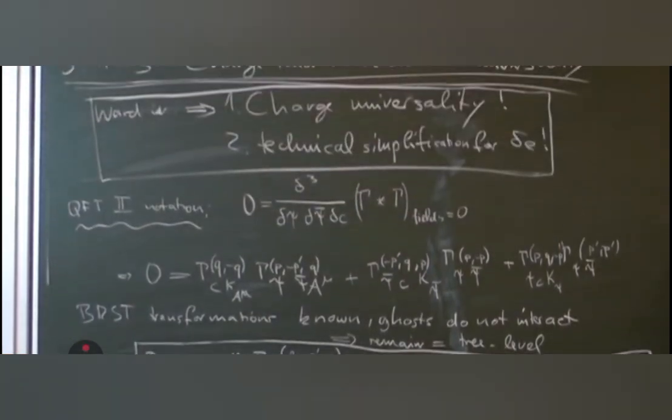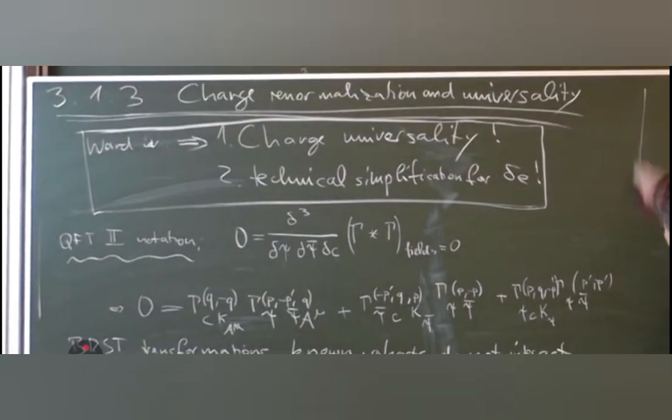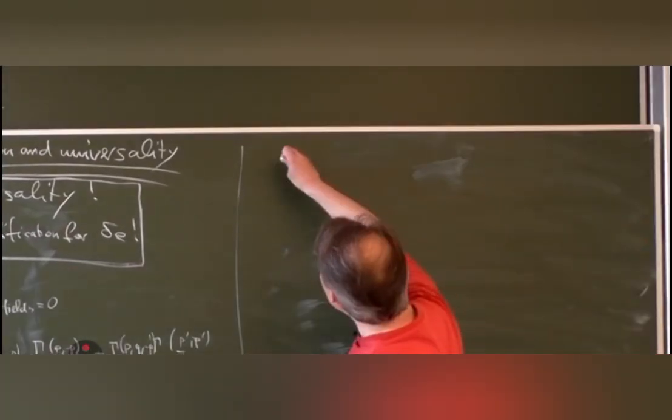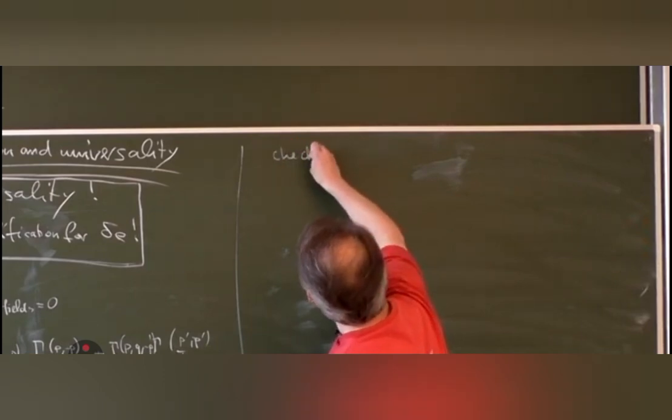So this is what we have done, or what we have obtained from the Ward identity, and maybe as a pedagogical check, you can check it at tree level.